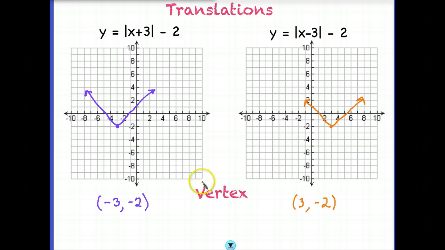And there's the graph. No table of values, no long computations. I merely graphed it by looking at the translations, the shift left and right, and the shift up and down. And that concludes our lesson for today.